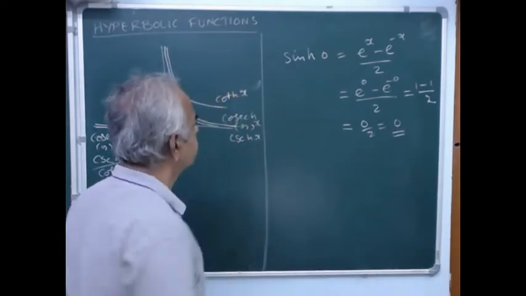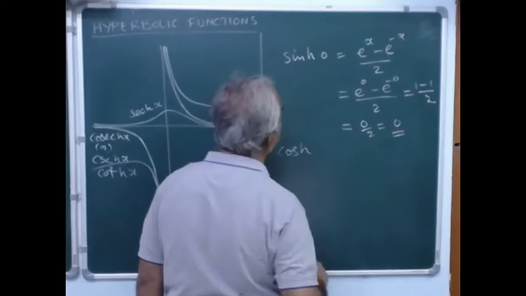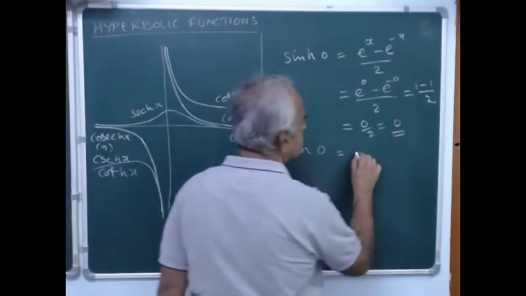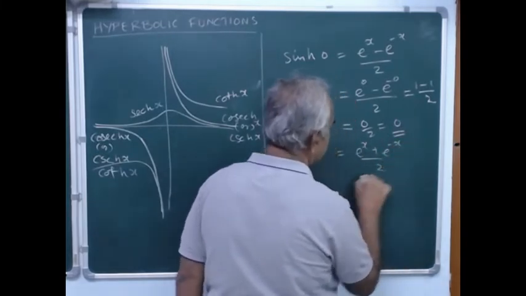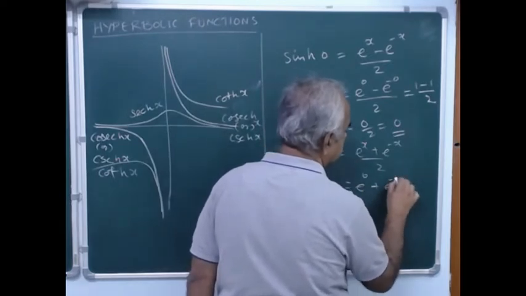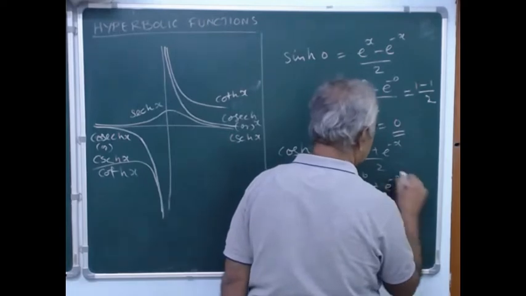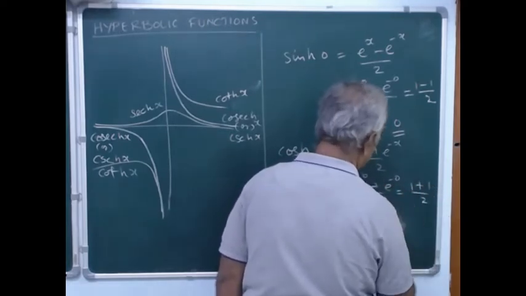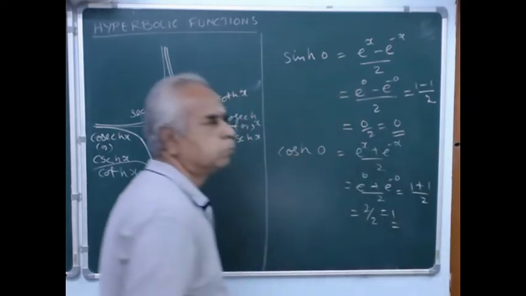Similarly, the hyperbolic cosine of 0. So e power x plus e power minus x divided by 2. So e power 0 plus e power minus 0 whole divided by 2. That is nothing but e power 0, anything power 0 is equal to 1. So 1 plus 1 divided by 2, that is 2 by 2 is equal to 1.